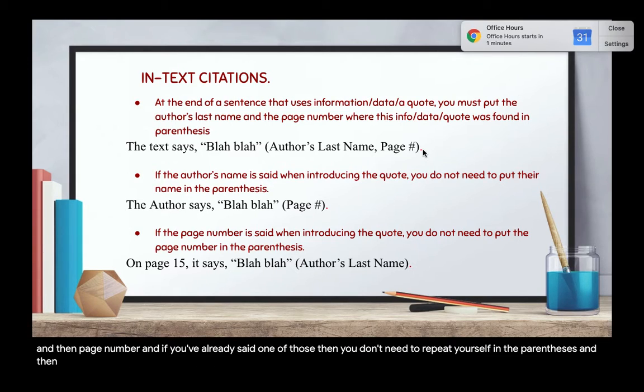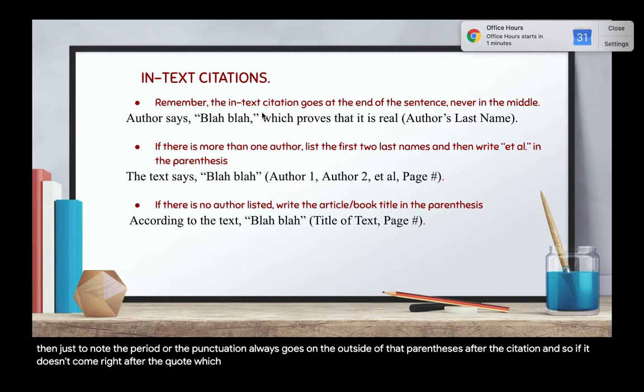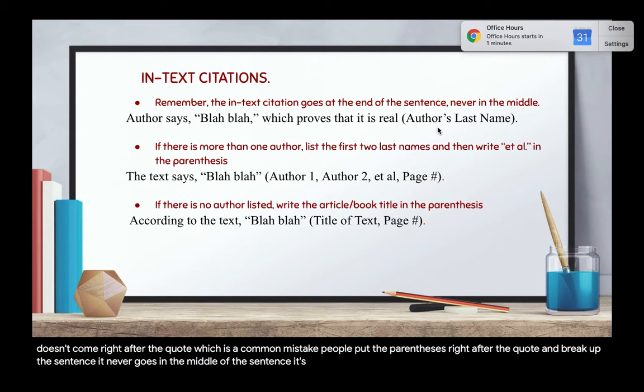And just to note, the period or the punctuation always goes on the outside of that parentheses after the citation. Remember that, it doesn't come right after the quote, which is a common mistake. People put the parentheses right after the quote and break up the sentence. It never goes in the middle of the sentence. It's always at the end of the sentence.